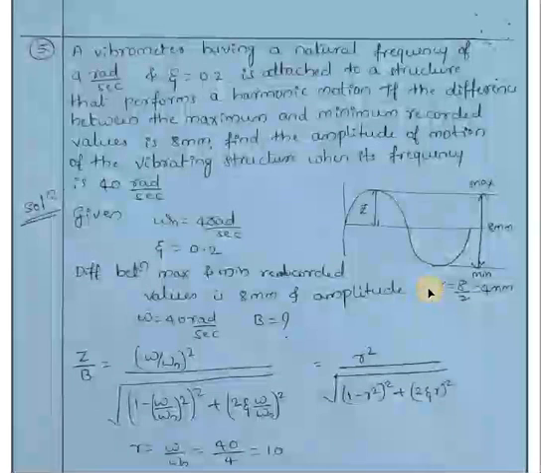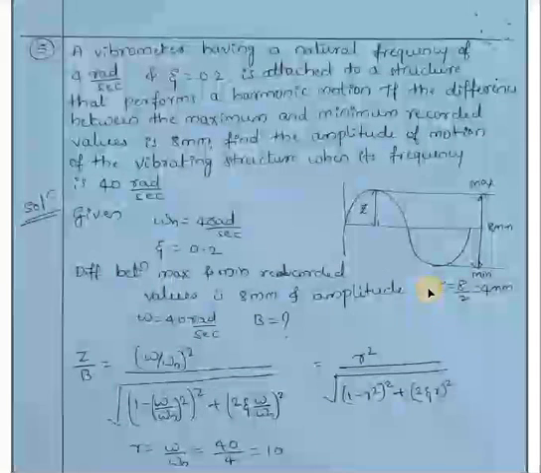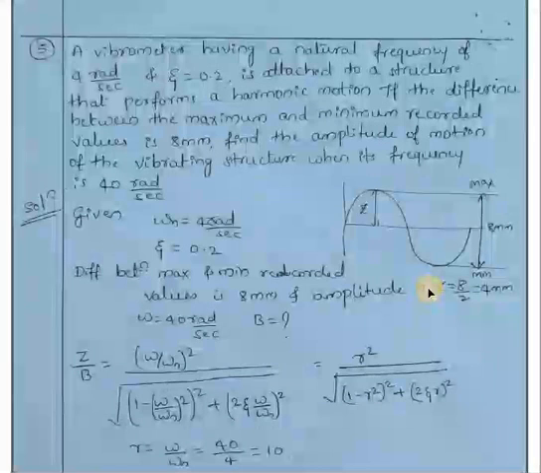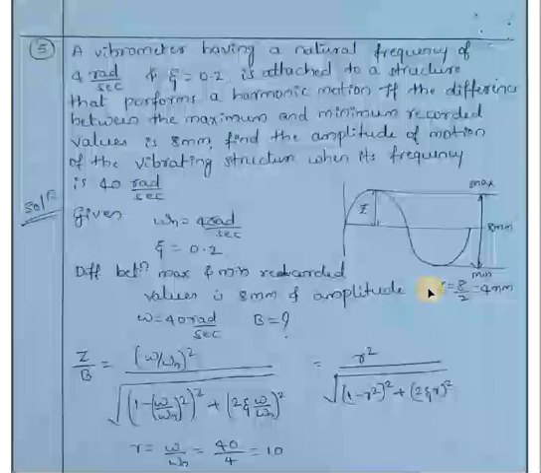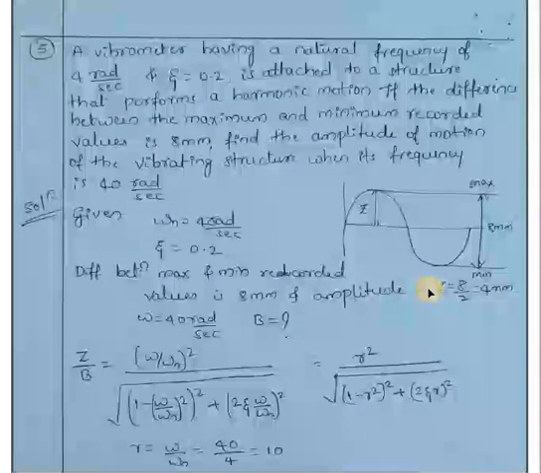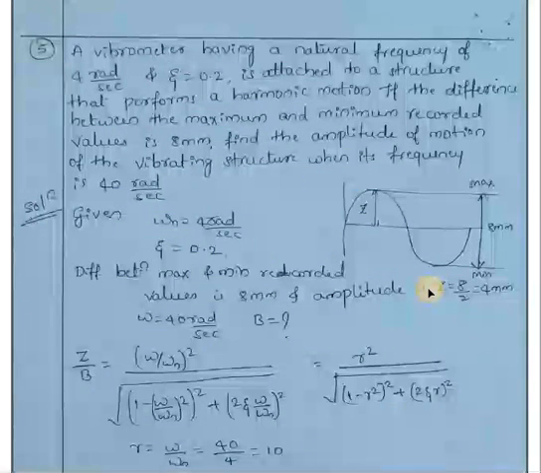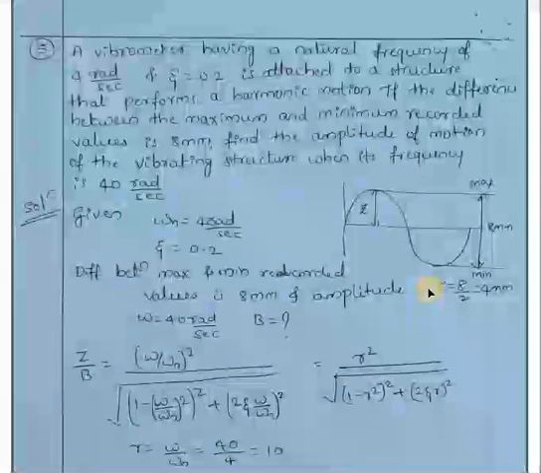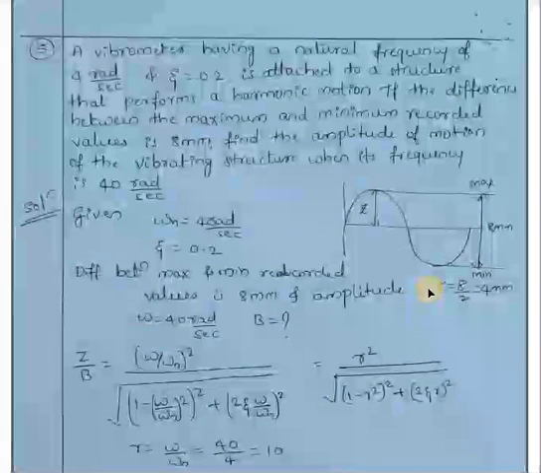Then the next problem: a vibrometer having a natural frequency of 4 radian per second and the damping factor zeta of 0.2 is attached to a structure that performs harmonic motion. If the difference between the maximum and minimum recorded value is 8 mm, find the amplitude of motion of the vibrating structure when its frequency is 40 radian per second. So here the given data are omega n is 4 radian per second, zeta is 0.2. And the difference between the maximum and minimum recorded value is 8 mm.